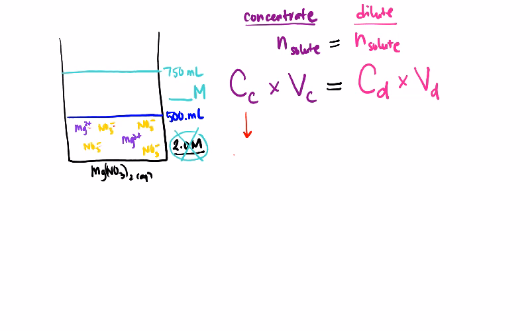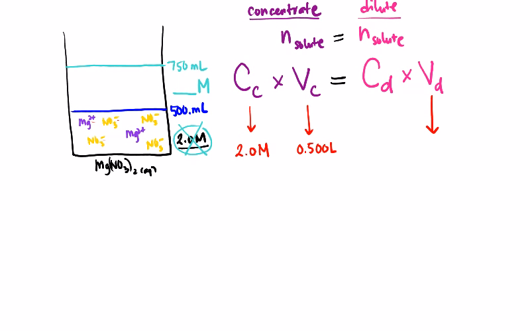Which of the variables would we be solving in this question? I know the original concentration is 2 molar. And I also know the original volume is 500 milliliters, which is the same as 0.500 liters. I also know that I've diluted the solution with water, so my new volume is 750 mL or 0.750 liters. So what I'm really solving for is the new concentration.